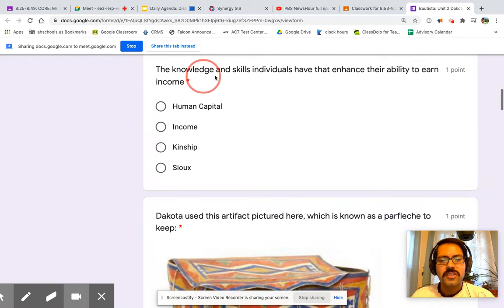The knowledge and skills individuals have that enhance or improve their ability to earn income. What word below means this? Is it human capital, income, kinship, or Sioux?